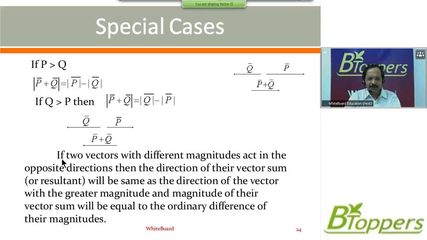So this conclusion you have to remember: if two vectors with different magnitudes act in the opposite directions, the direction of their vector sum or resultant will be same as the direction of the vector with the greater magnitude, and the magnitude of their vector sum will be equal to the ordinary difference of their magnitudes.